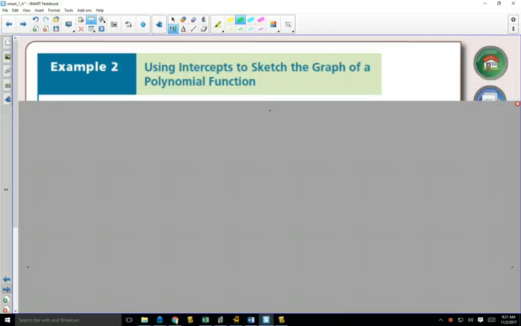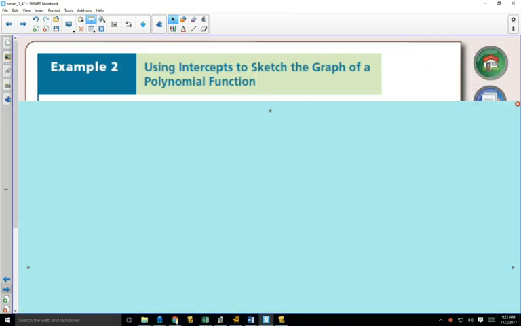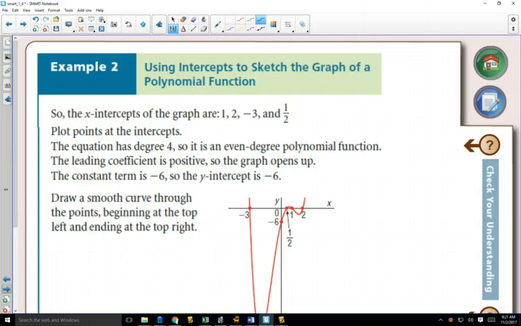So now when they go to graph it, ooh, that was pretty. When they go to graph it, they can put those 4 x-intercepts there. They could easily plug in 0 for x and get a y-intercept. The end behavior of this one is like a positive parabola, so we know it ends up here and ends up here. Okay?